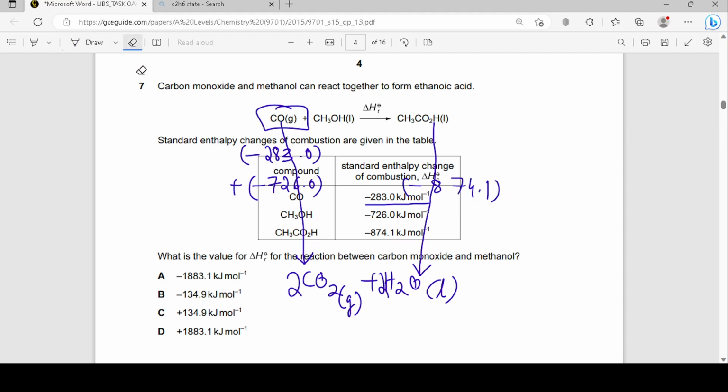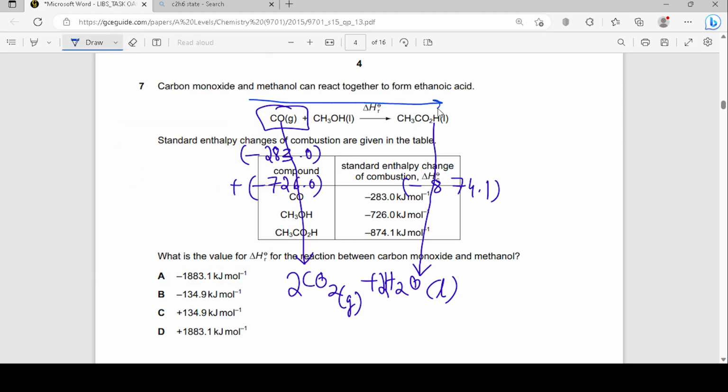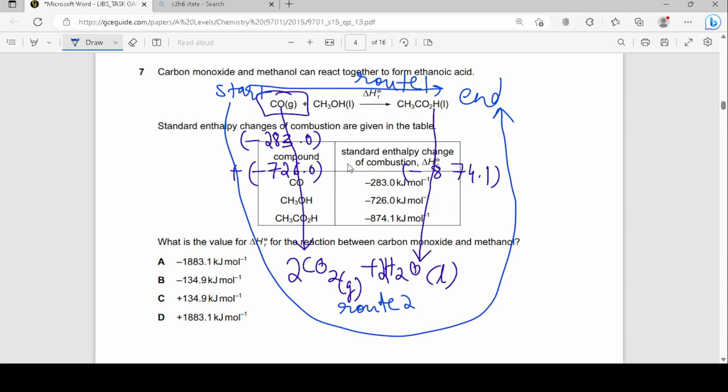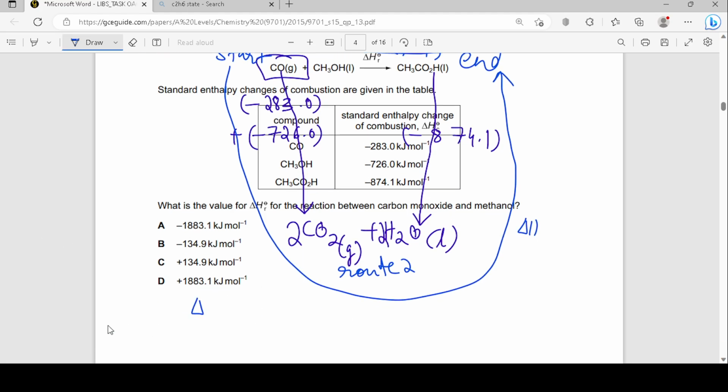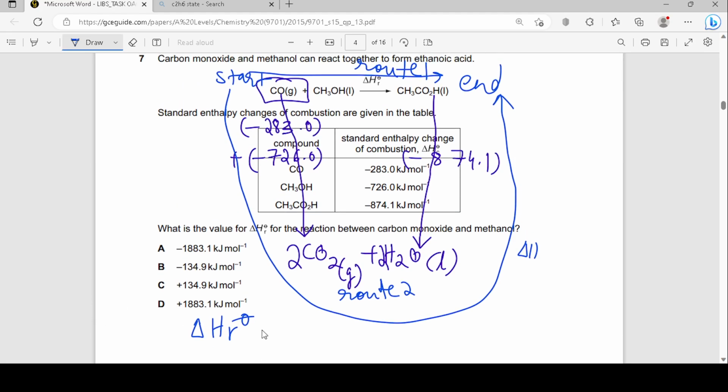Okay, let us see what my first route and second route are. This is route 1: start, this is the end, and again from the same start to the same end, but using a different route. This is route 2. Now I'm going to put both those routes equal to each other. So delta HR, which is route 1, equals, over here I'm going with the direction of the arrow, so I will not change signs: minus 283.0 minus 726.0.